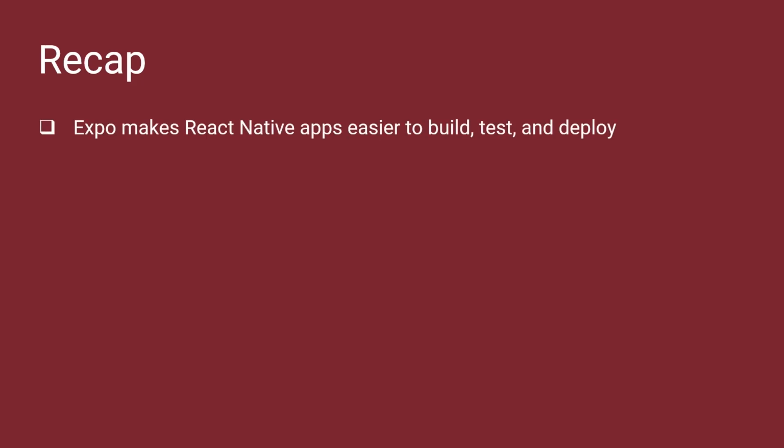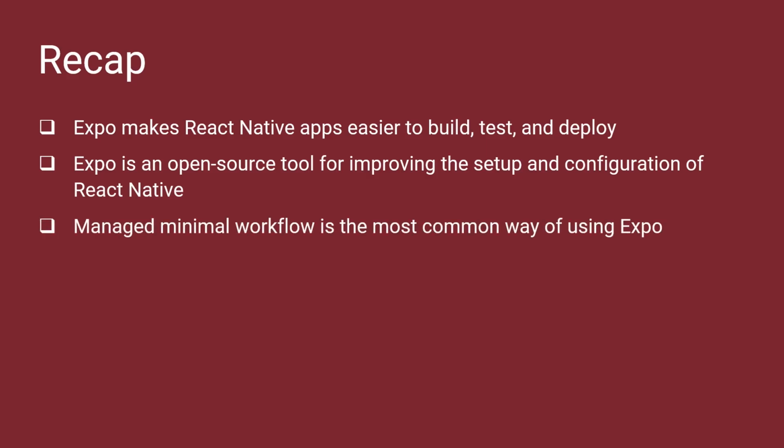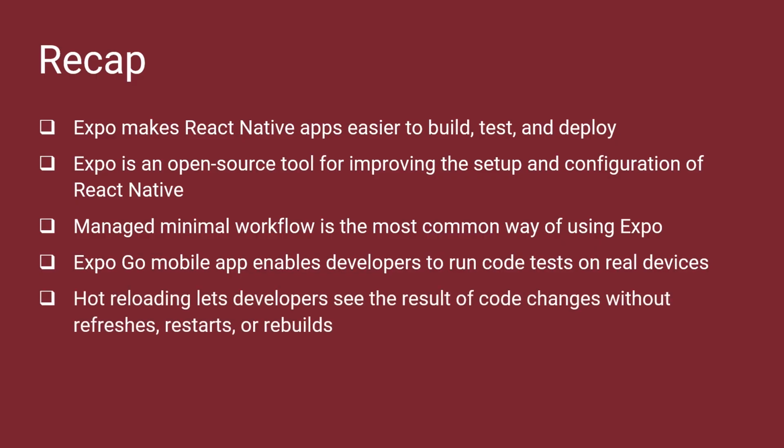In this video, you learned that Expo makes React Native apps easier to build, test, and deploy. Expo is an open-source tool for improving the setup and configuration of React Native. The most common way of using Expo is through a managed minimal workflow. The Expo Go mobile app enables developers to run code tests on real devices. Hot reloading lets developers see the result of code changes without full-page refreshes, app restarts, or app rebuilds.